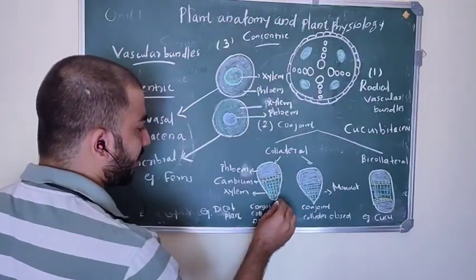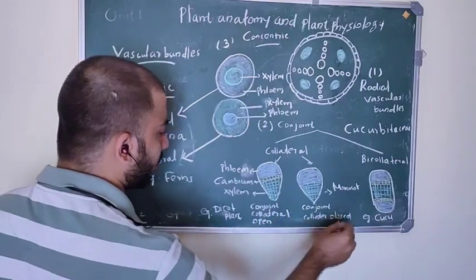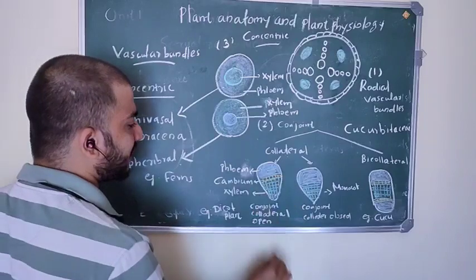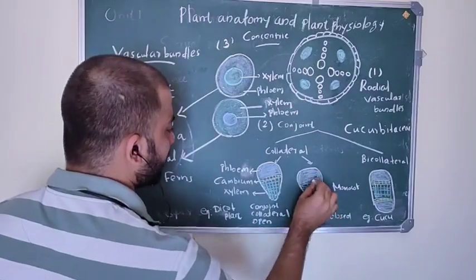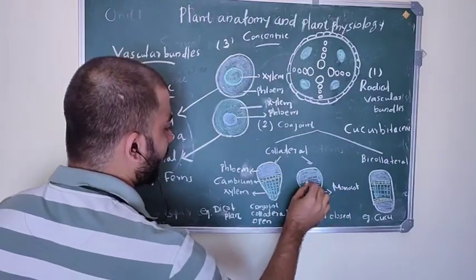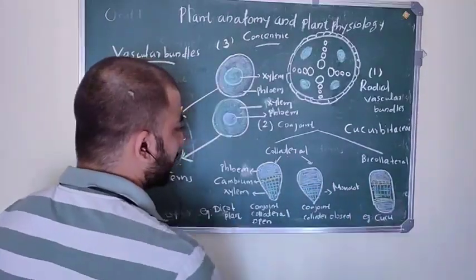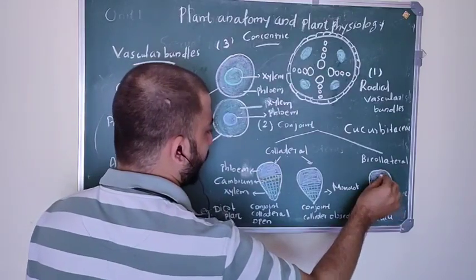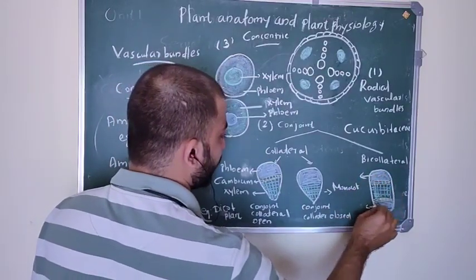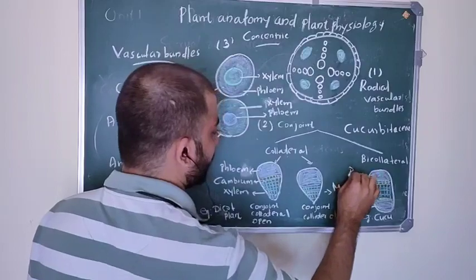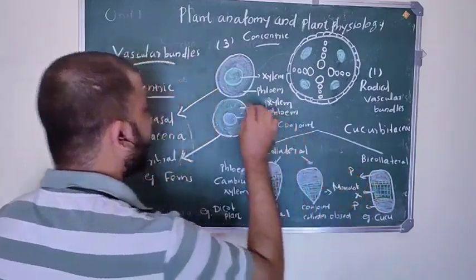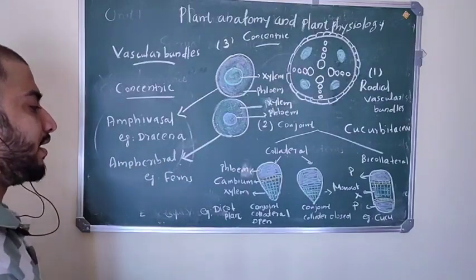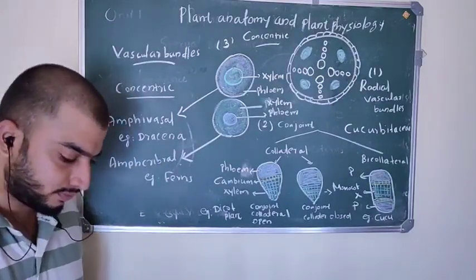Collateral is again divided into two, collateral open and collateral close. Collateral open means a cambium strip is present between phloem and xylem. Collateral closed means no cambium strip is present between phloem and xylem. Bicollateral means phloem is present inner to the xylem and also outer to the xylem. So these two are phloem tissues, and the center is xylem tissue. And the third one, concentric vascular bundle, has two types, amphivasal and amphicribral. Okay.